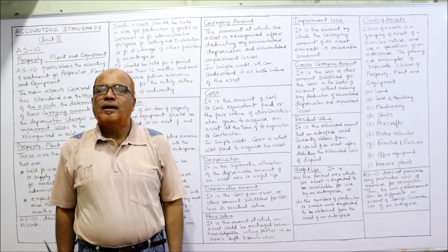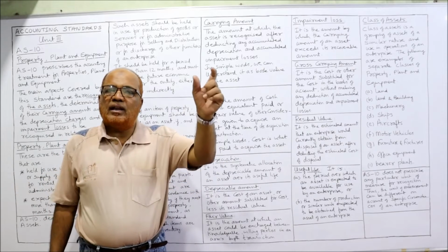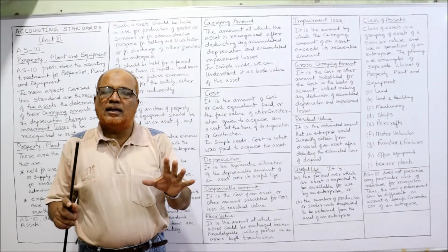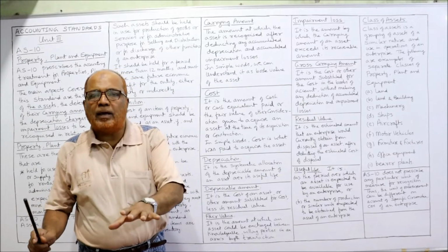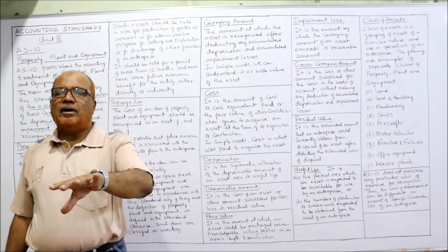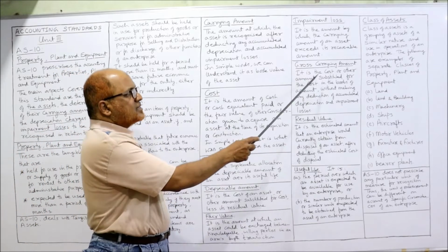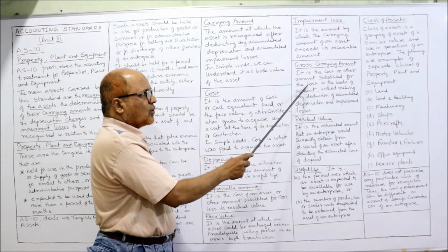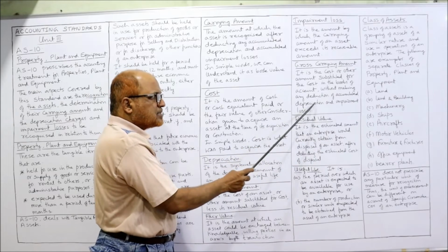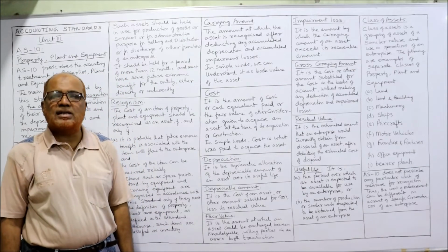But if we do not deduct the depreciation, then 1 lakh rupees is the gross carrying amount. Without deducting depreciation or impairment loss, it is called gross carrying amount. So here it is the cost or other amount substituted for cost in the books of account without making any deduction for accumulated depreciation and impairment losses. That is called gross carrying amount.